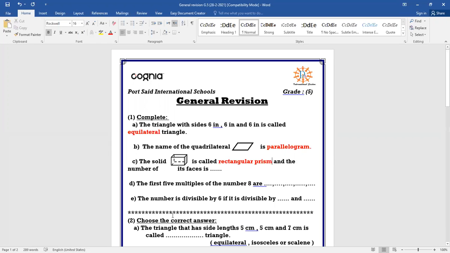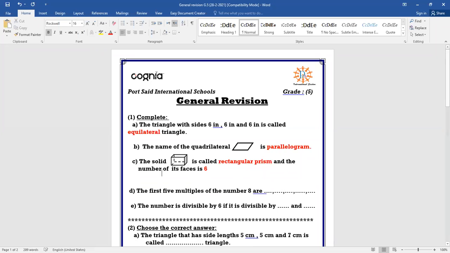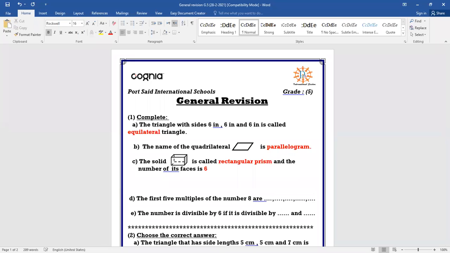طيب, and how many faces are in it? How can we find the number of faces in the prism? 4 plus 2 equals 6. Yes, it has 6 faces. Concentrate يا جماعة. Wait a second, listen to me, please.